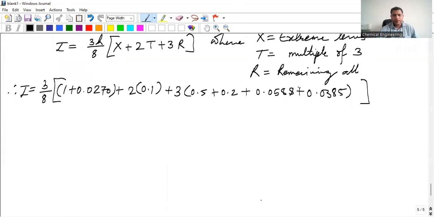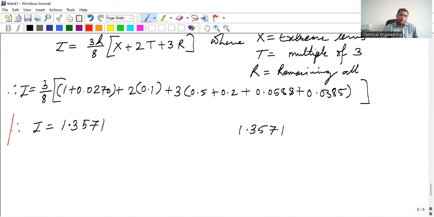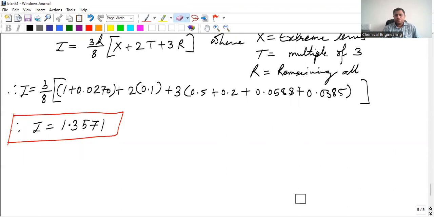So we are able to calculate this value now. So we get I is equal to 1.35708, that is 1.3571. Is there any other value you are getting apart from this? No, sir. All of you are getting the same value.